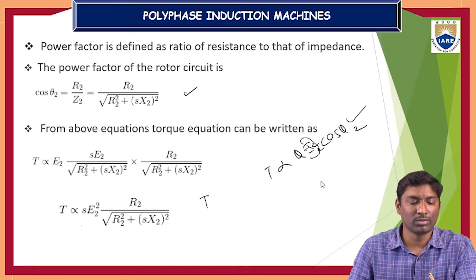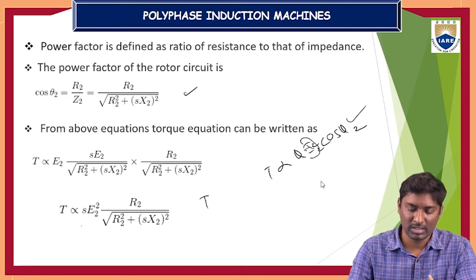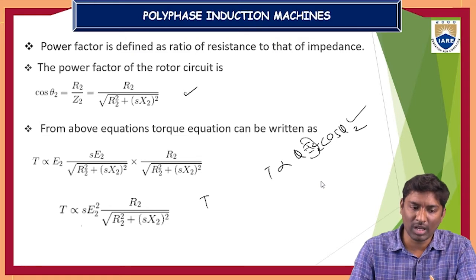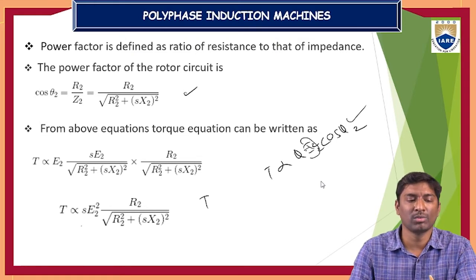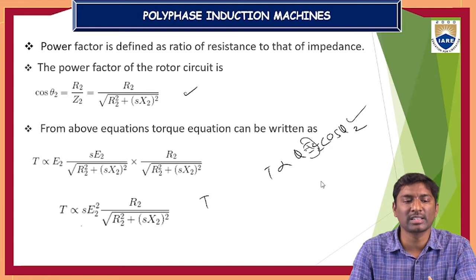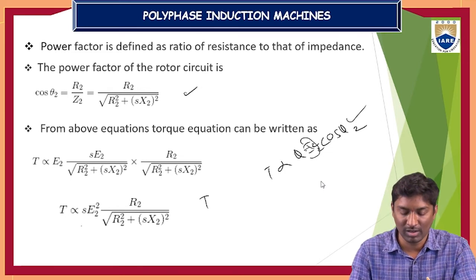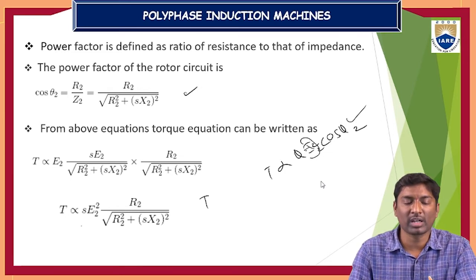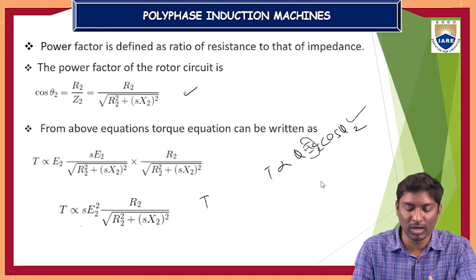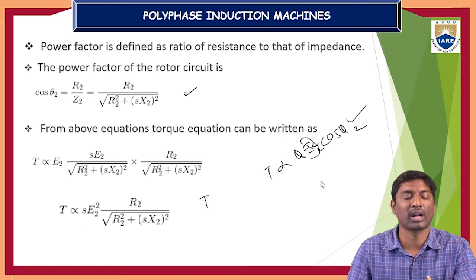Okay, so now from the rotor winding resistance R2 and the rotor winding reactance per phase, that is X2, under running condition I am getting SX2. The total rotor winding impedance will be equal to the square root of R2 squared plus (SX2) squared. And the power factor cos phi 2 will be equal to R2 divided by the square root of R2 squared plus (SX2) squared under running condition.